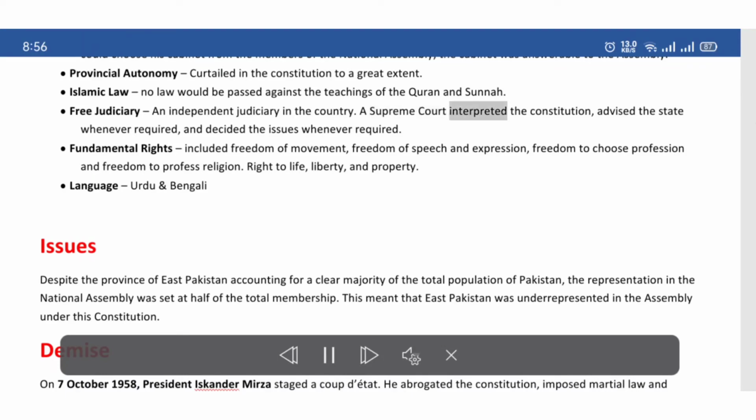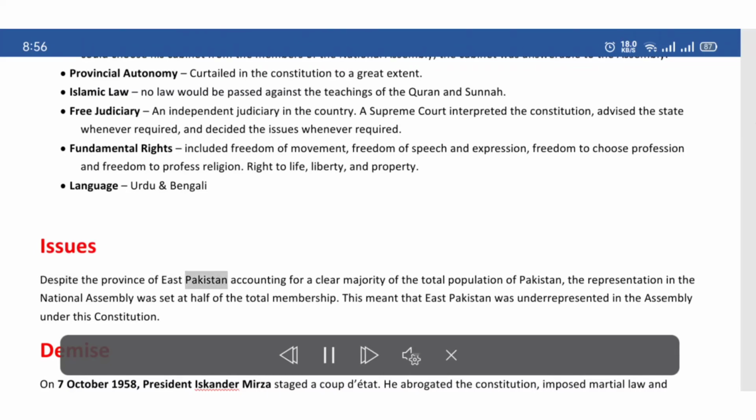A Supreme Court interpreted the Constitution, advised the state whenever required, and decided the issues whenever required. Fundamental rights included freedom of movement, freedom of speech and expression, freedom to choose profession and freedom to profess religion. Right to life, liberty, and property. Language, Urdu and Bengali.